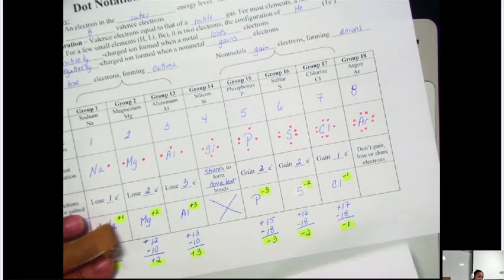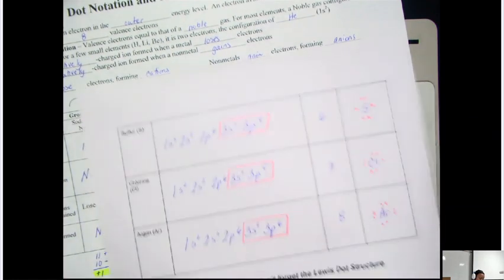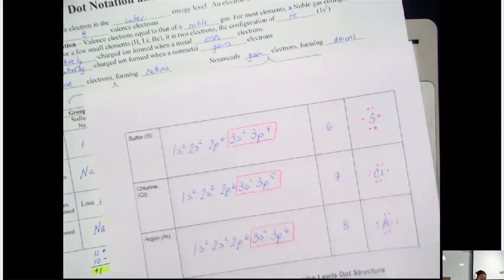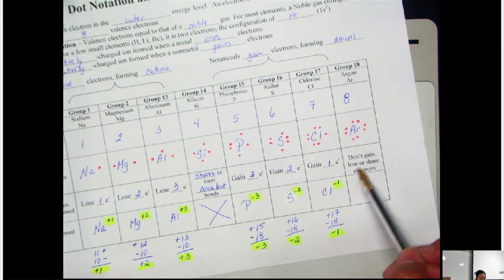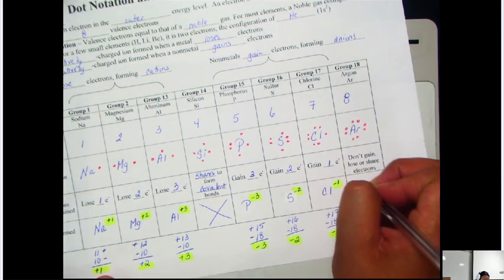And then finally, we get to argon. Argon is the noble gas, and it has 8 valence electrons. So this is the stable form. Your noble gases will not gain and they will not lose. They don't gain, they don't lose, they don't share. They are stable all by themselves. All right? So as far as this, there will be no ion formed.